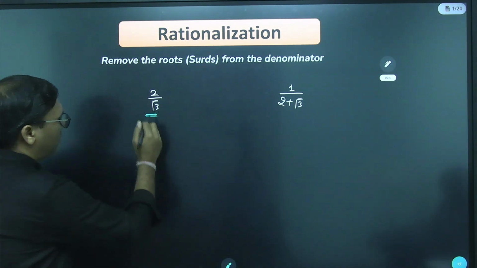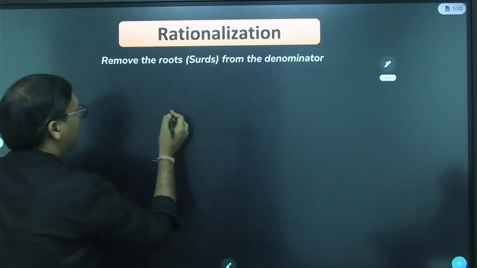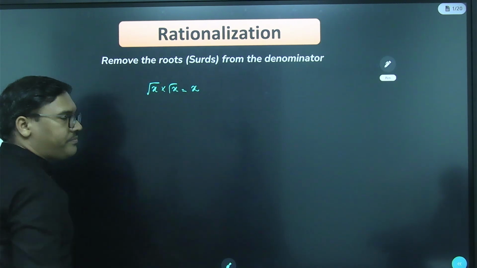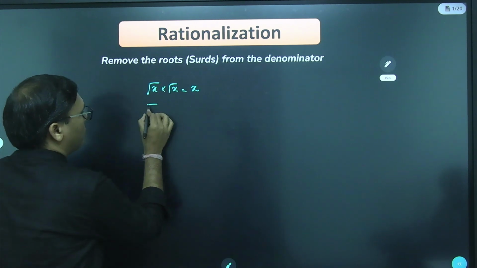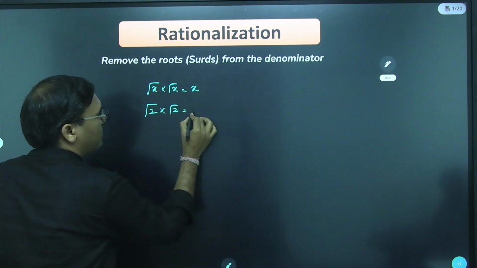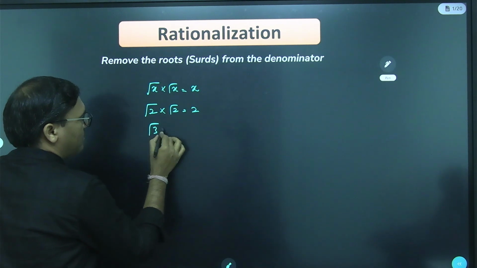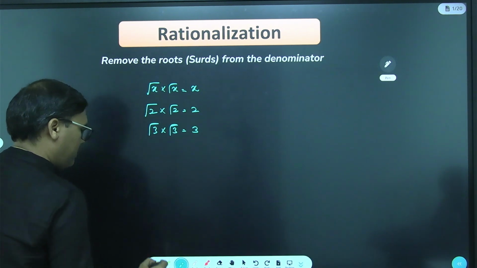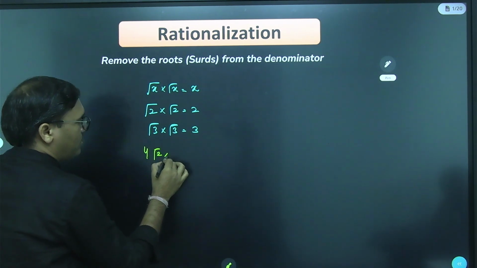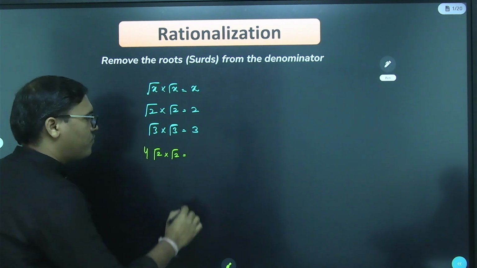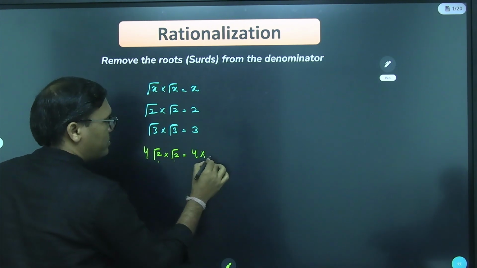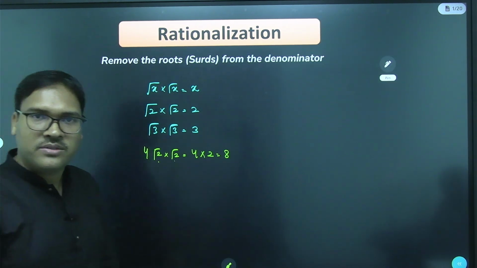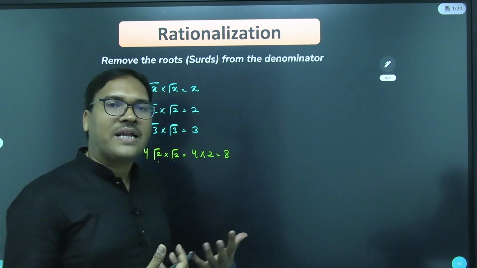The basic concept for rationalization, just remember this: we know that root x into root x is equal to x. For example, root 2 into root 2 is equal to 2. Root 3 into root 3 is equal to 3. Let us say you have 4 root 2 into root 2. I can say this is 4 into root 2 into root 2, which is 4 into 2, equal to 8. Why am I explaining this? Because this is the concept which you can use to rationalize the denominator.